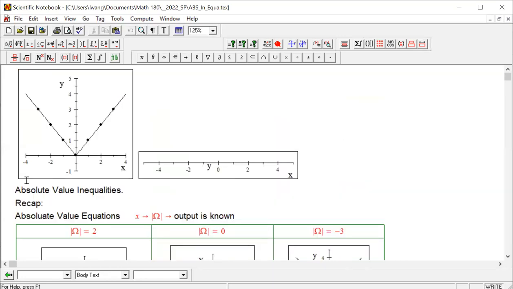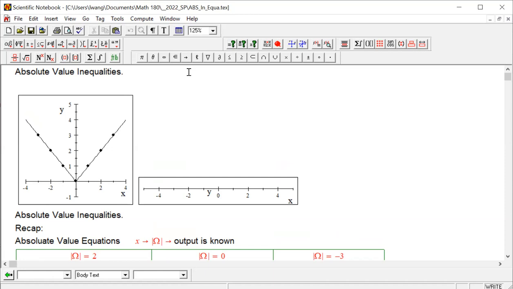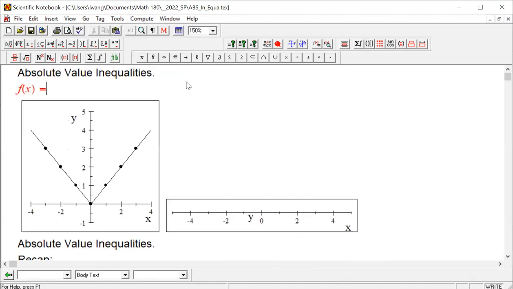Today we're going to talk about absolute value inequalities. There are a variety of cases. Let's start with meaning once again, starting from the simplest one.